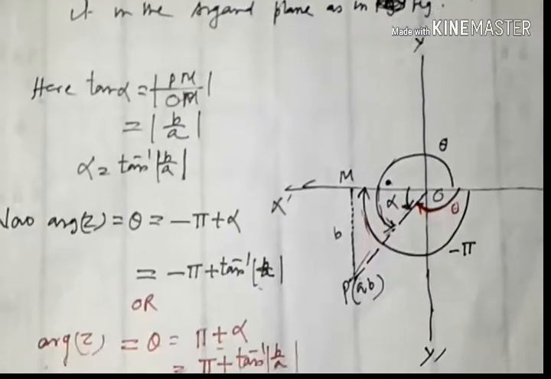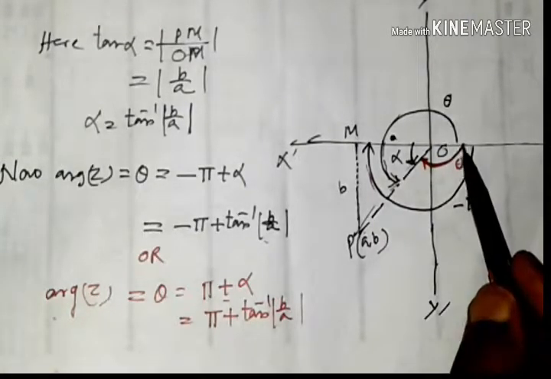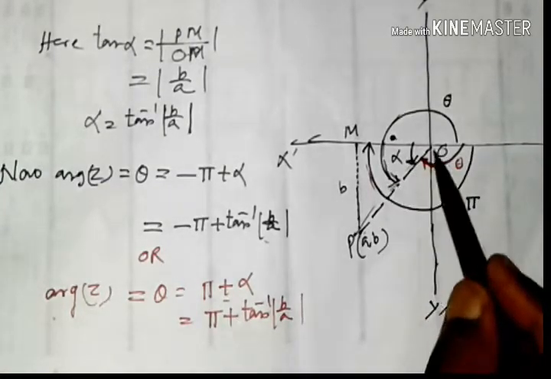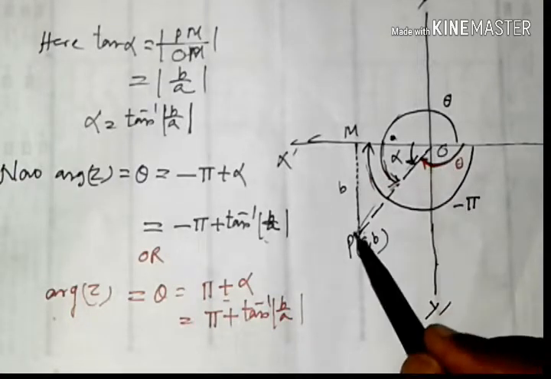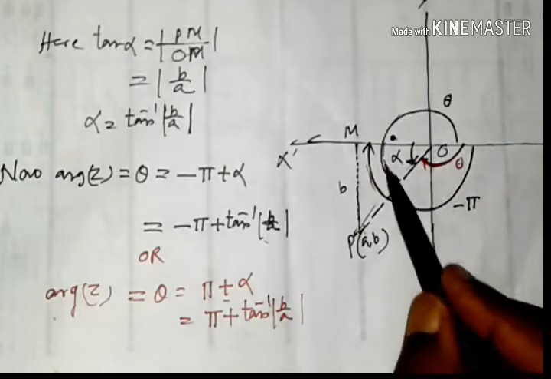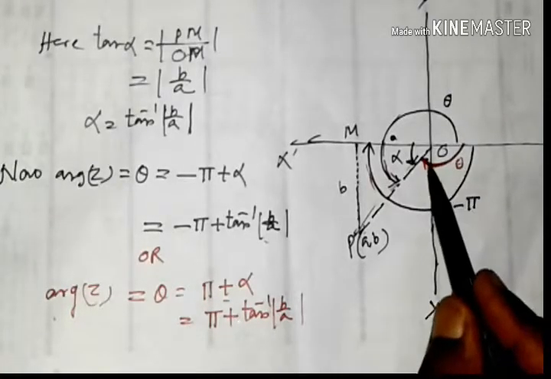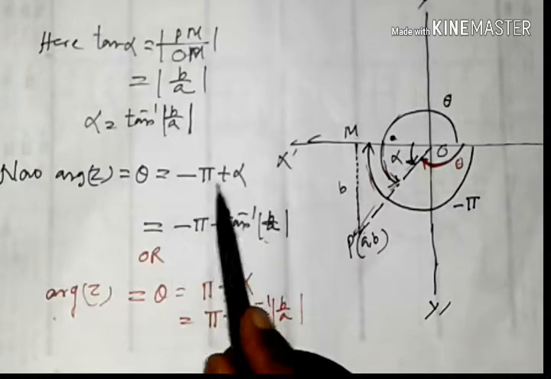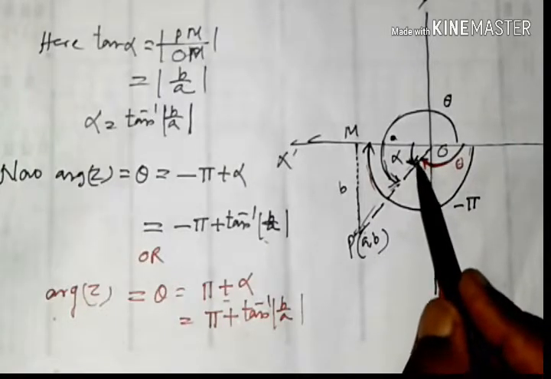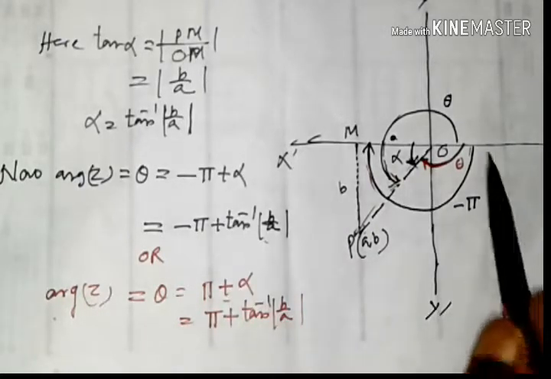Now, what is the argument of z? The argument of z is theta. This is also the argument of z, and this is also the argument of z. The angle POX is the argument. If we consider this angle as the argument, it is minus pi plus alpha. This is the anti-clockwise direction, alpha, so plus alpha, and this is the clockwise direction, minus pi.